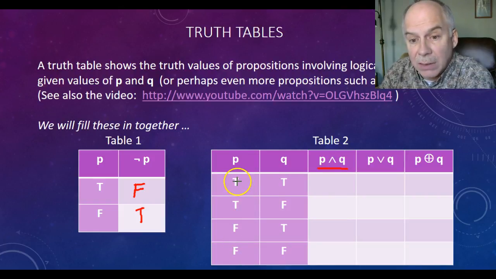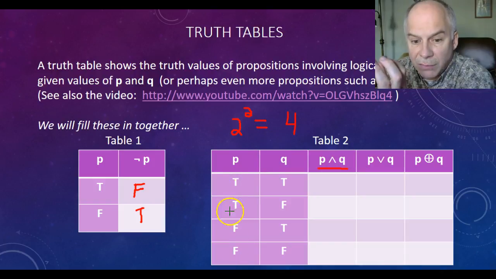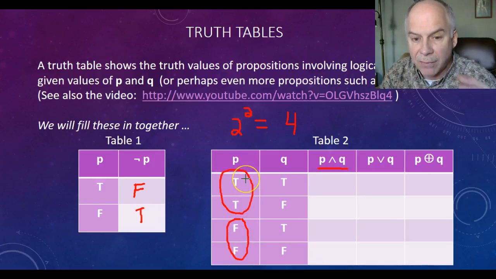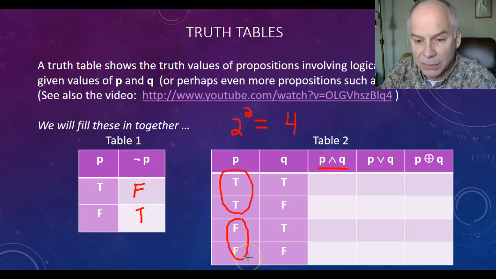The way to tell how many rows you need is you take the number 2 and you take it to the power of how many propositions you have. So if I have P and Q, I've got 2 propositions, so I'm going to take 2 to the second power, and that, of course, equals 4. So we're going to need 4 rows. Now, you make the first 2 rows true for P, the last 2 rows false. So it's always half of the rows true, half of the rows false.